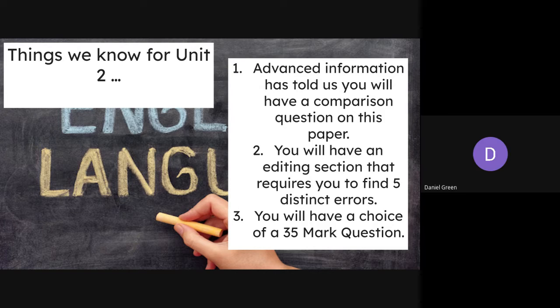And finally, you will have a choice of a 35-mark question, just as with all Unit 2 papers. And that will usually be a choice between a description, a narrative, or an essay or exposition. Now, only 2 of them will appear, meaning that you need to revise all 3 just in case there is a question you don't like or you'd rather answer a specific type of question, and so on and so forth.